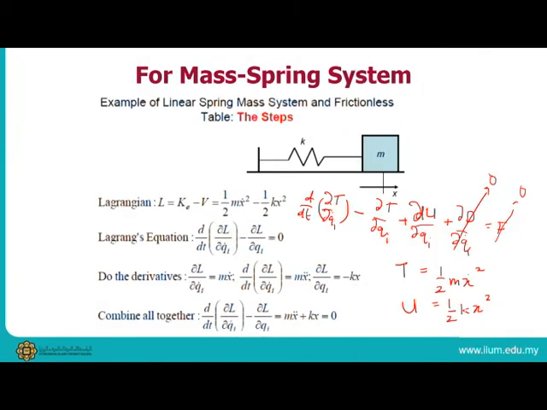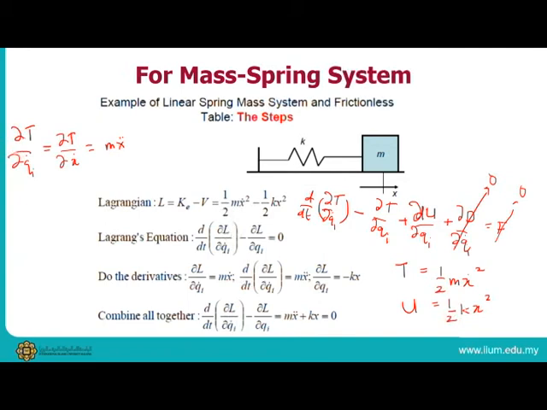So if we want to insert here, we need to partially differentiate the kinetic energy. So what you need to do is dT over dq_i dot, right? q dot here is actually x dot. So basically you need dT over dx dot, and if you differentiate the x dot here, you can get m x double dot, right?